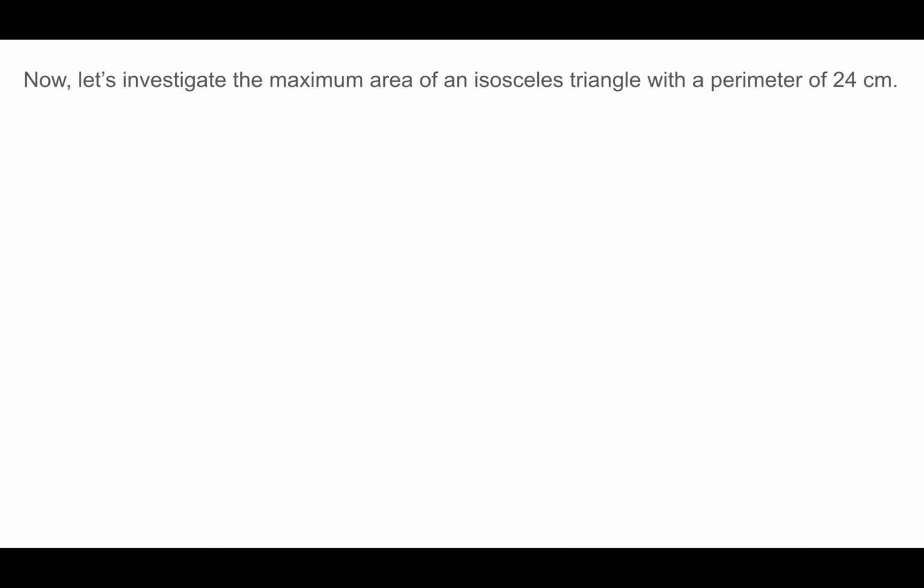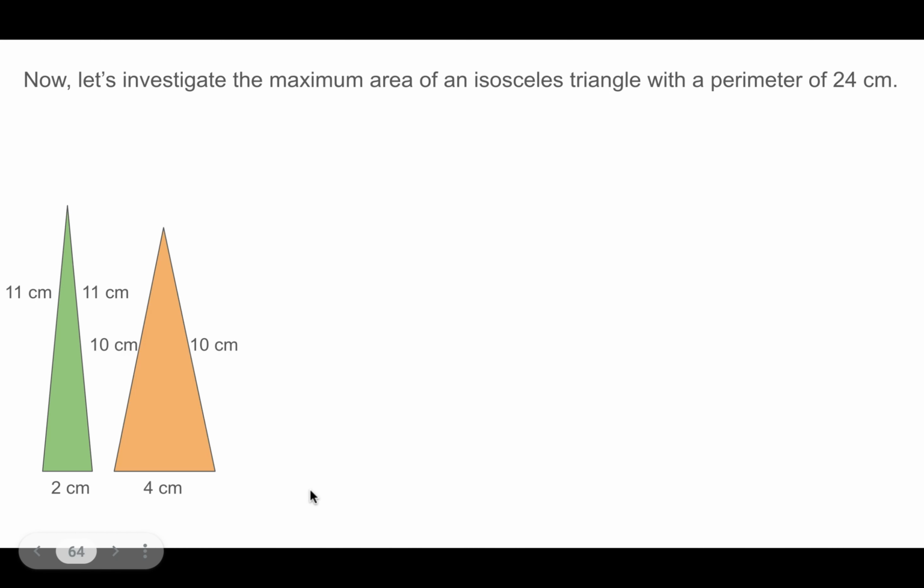So now let's do another investigation. This time we're going to look at an isosceles triangle. And remember, an isosceles triangle means that 2 sides are the same length. Just like with the rectangles, we're only going to use whole numbers, and we're also going to use a perimeter of 24 centimeters. So here's the first one. It's a rather tall one. Each side is 11, and the base is 2. So 11 plus 11 plus 2 add up to 24 centimeters.